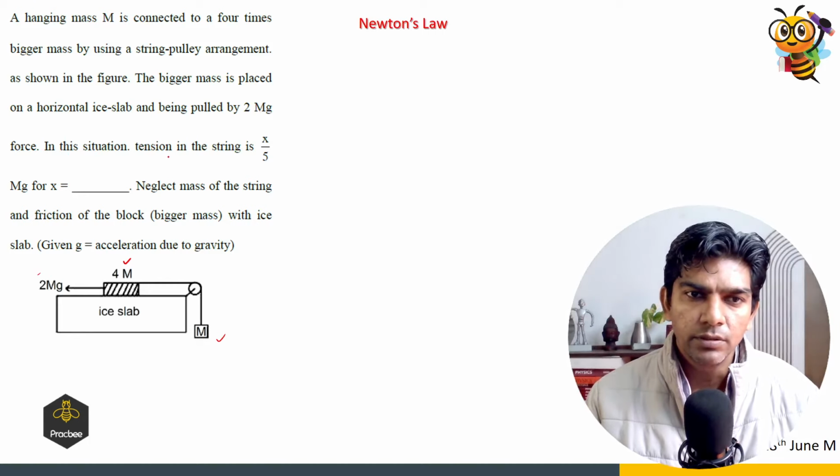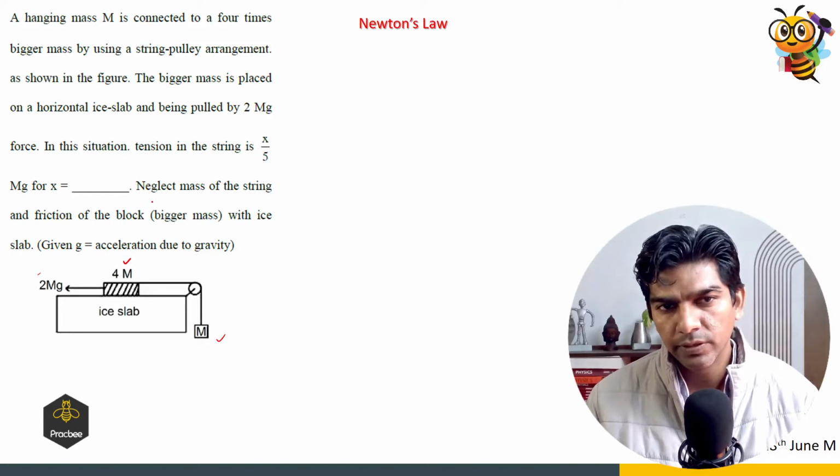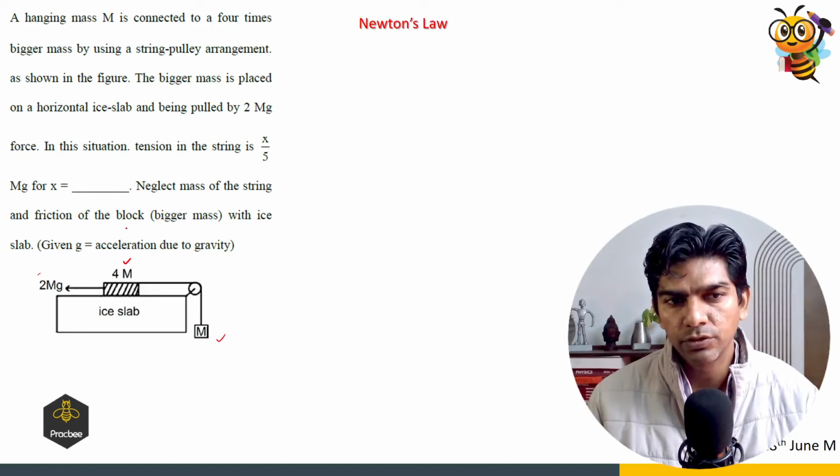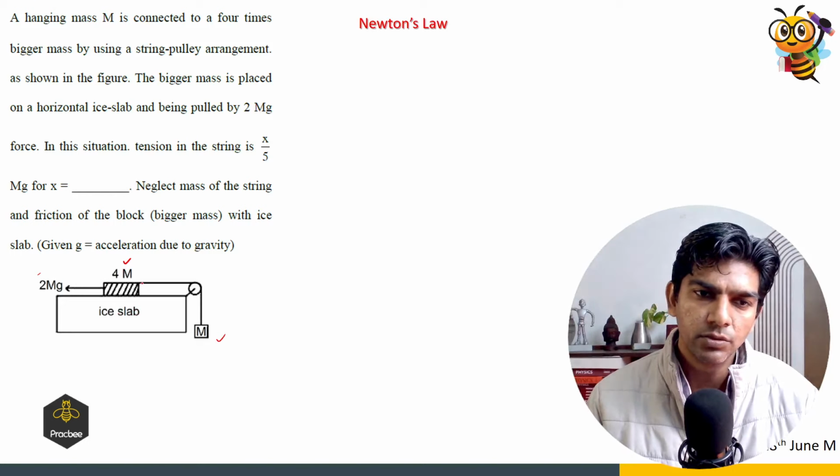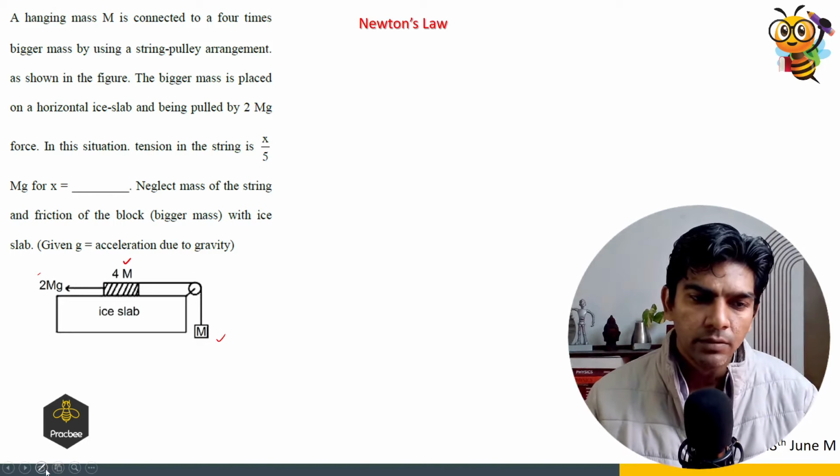In this situation, tension in the string is x by 5 mg. We have to find the value of x. Neglect mass of the string and the friction of the block with the ice slab. So there is no friction, so it's a smooth surface. Ice, there is no friction between 4m and ice slab.